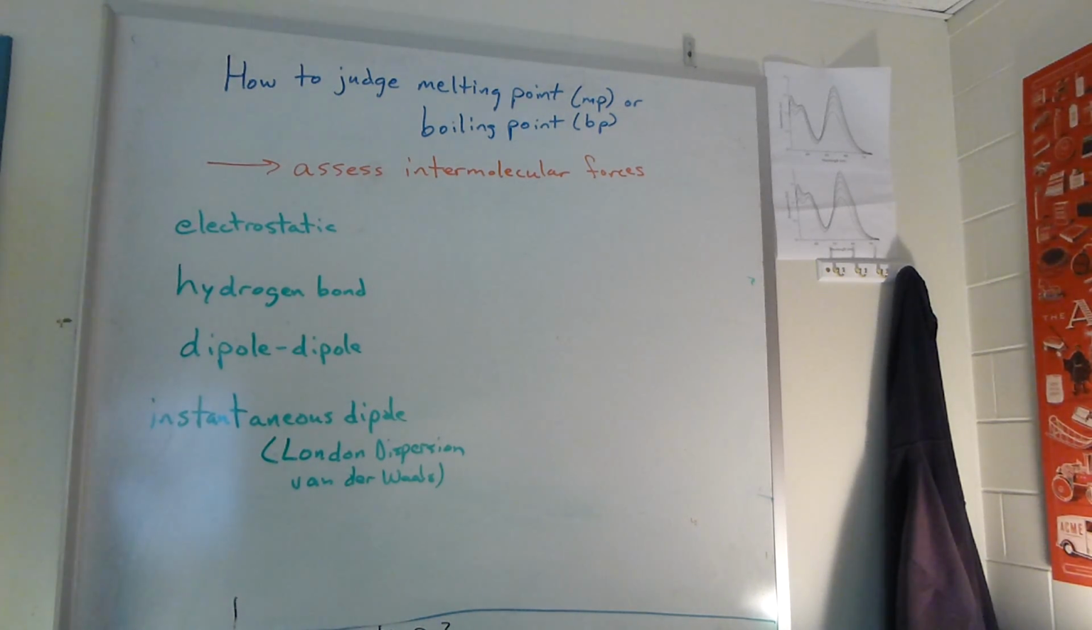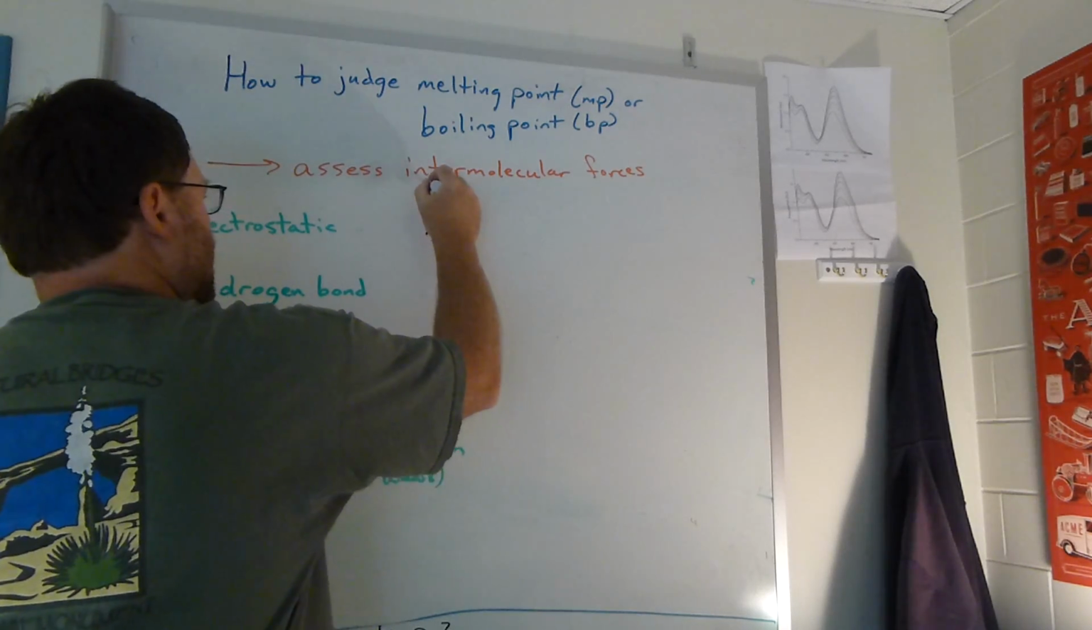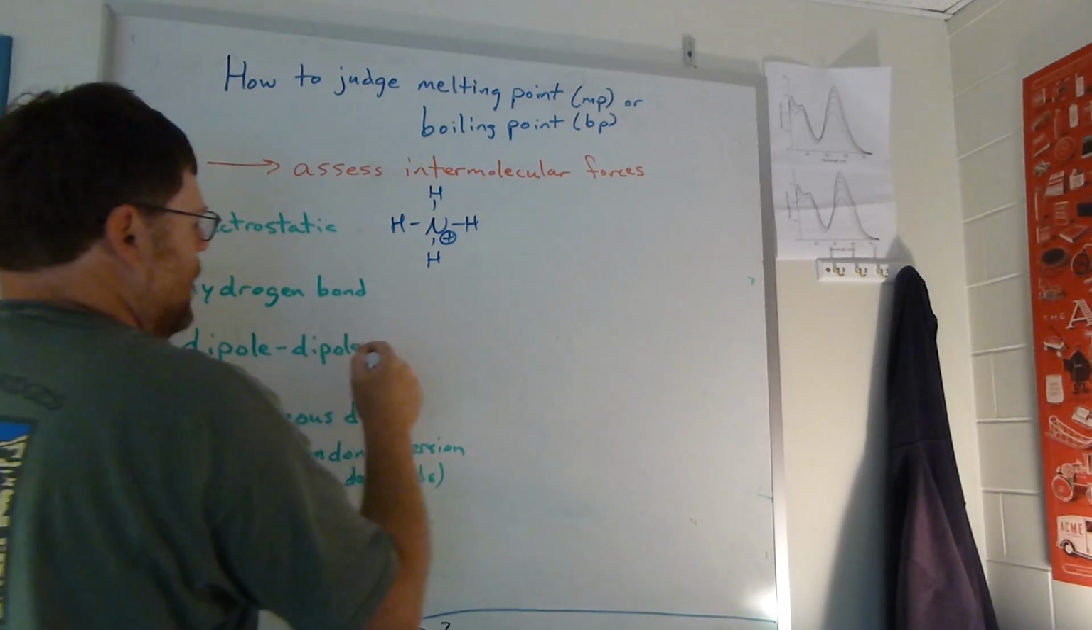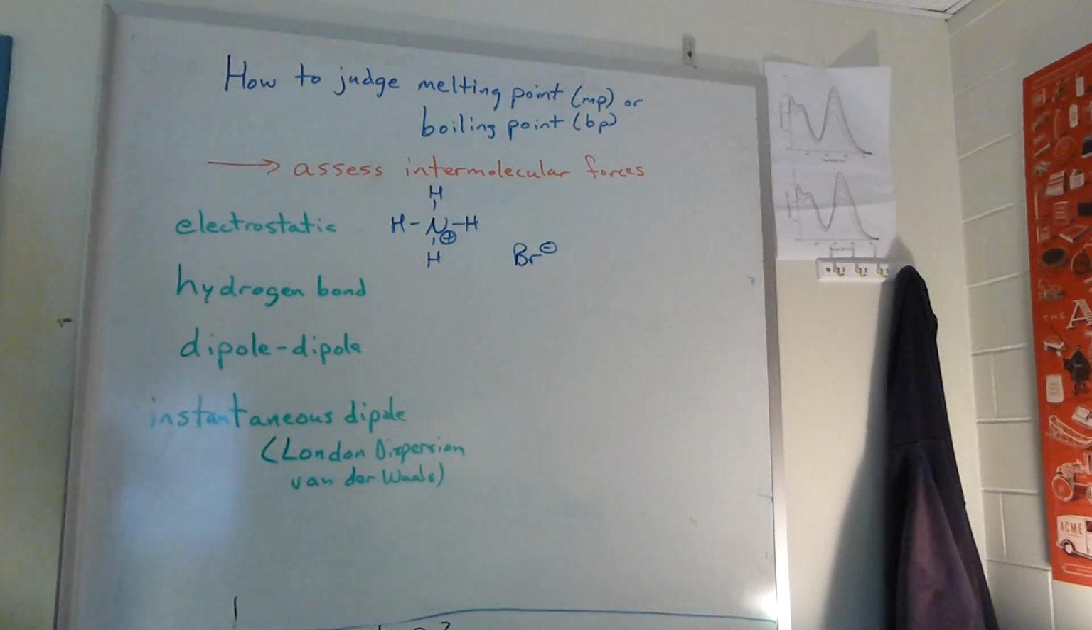Okay, so the first one is electrostatics. Basically, all of these forces boil down to some sort of positive or partial positive charge interacting with a negative or partial negative charge. So an electrostatic interaction is just exactly what it sounds like, with ions. So you might have, say, an ammonium ion, and then you would have, for example, maybe a bromide. Now we think about that as a salt. So that's ammonium bromide, which you would consider to be a molecule.